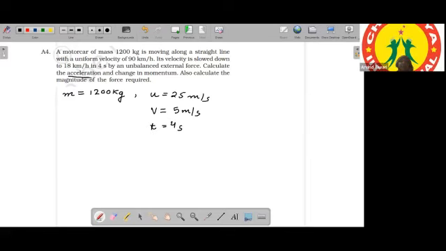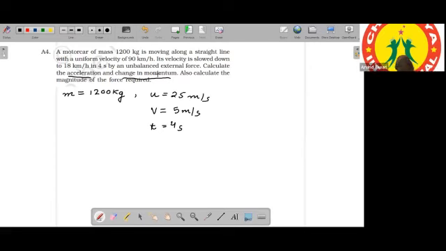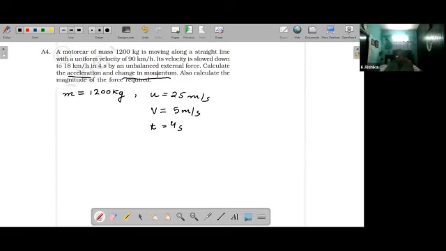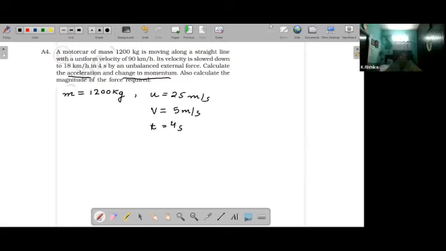So now I want you to find both the things. Find the acceleration, also find the change in momentum. Sir, acceleration is minus 5 meter per second square. That is correct. And what is the change in momentum? One second, sir, I'm doing it.